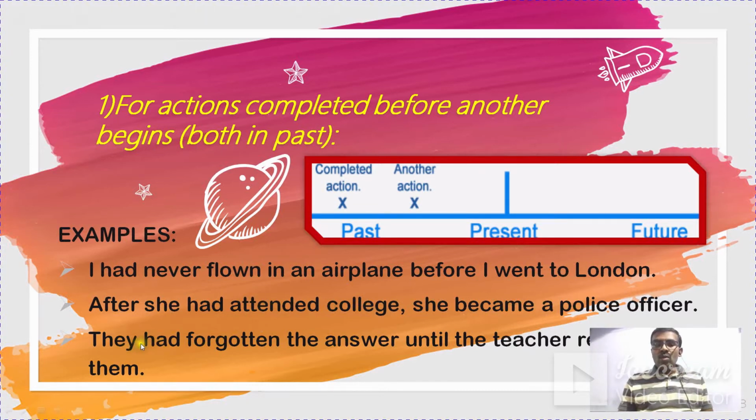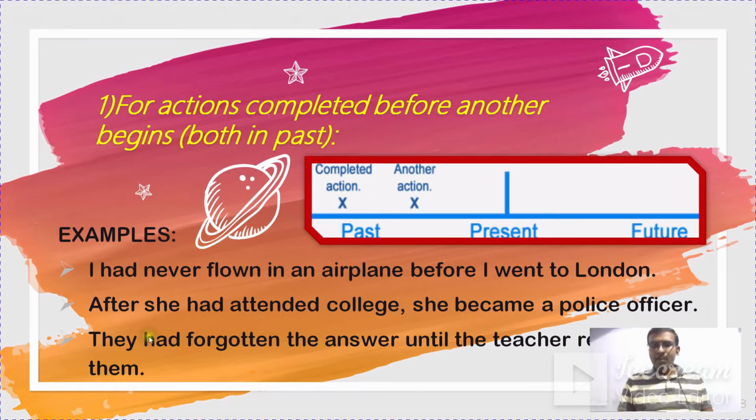They had forgotten the answer until the teacher reminded them. They had forgotten the answer: this is a completed action, and the teacher reminding them is a new action. But both of them had been completed in the past. Only finished actions are represented by the past perfect tense.